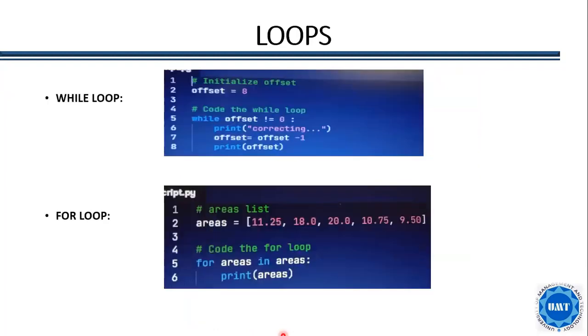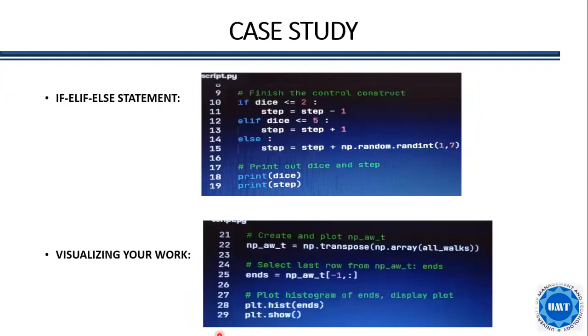So let's talk about the loops here. While loop and for loop. While loop is basically for offset, initializing the offset to 8, while offset, and then we are going to print the offset. This is the while loop, but the for loop is kind of different from the while loop, in which for areas in, and print this.